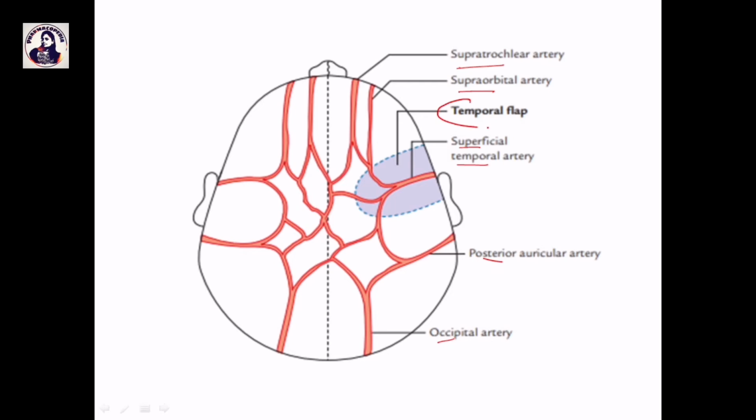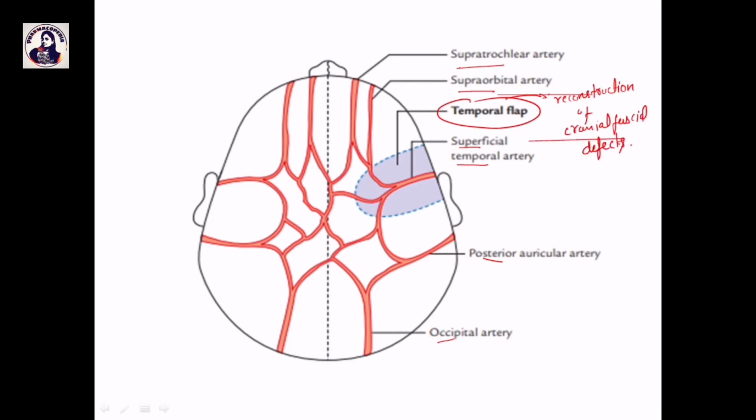Here is the temporal flap. So what is it actually? इसका जो clinical significance में आता है, it is the reconstruction of any sort of craniofacial defects. Okay, so this temporal flap is used in the reconstruction of any sort of craniofacial defects.